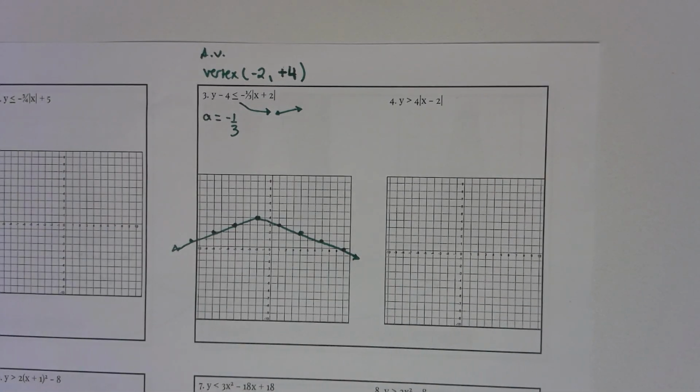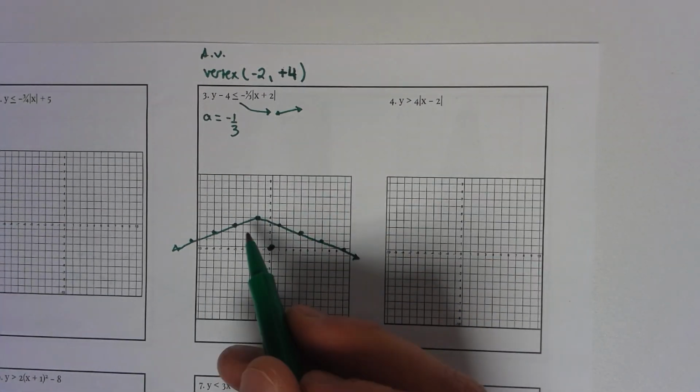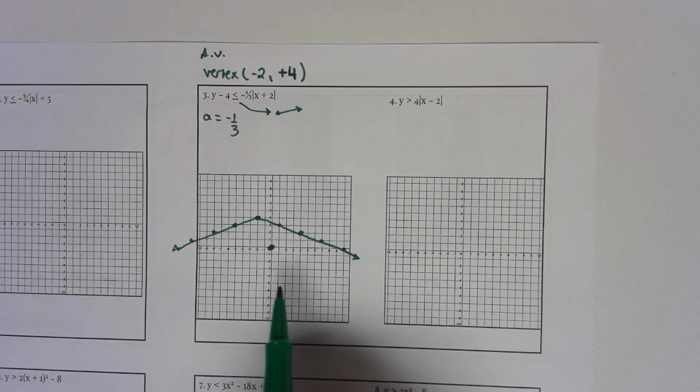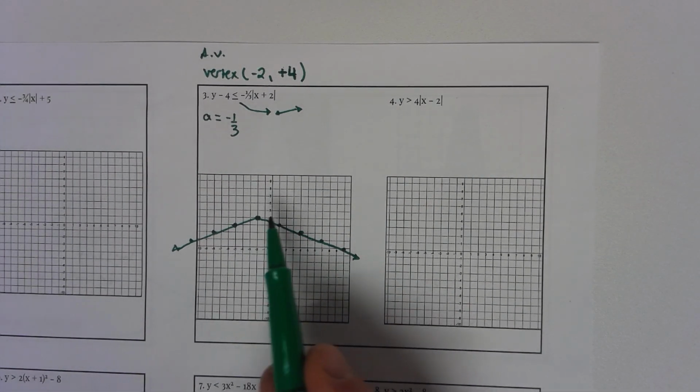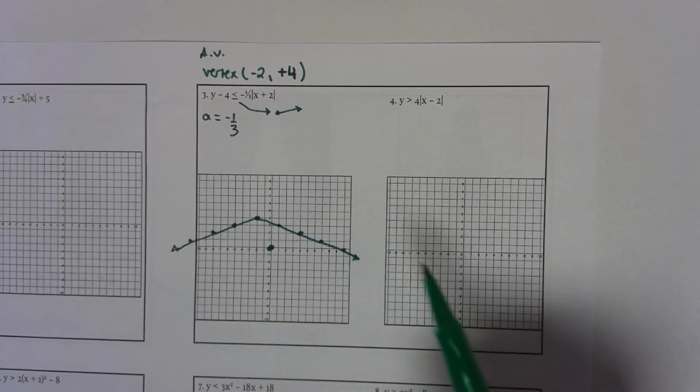So now, again, where are we going to shade? Well, 0, 0 this time is on the inside, right? It's kind of in the middle of this V here. So we're either shading kind of below this absolute value graph, or the outside would be above it here.